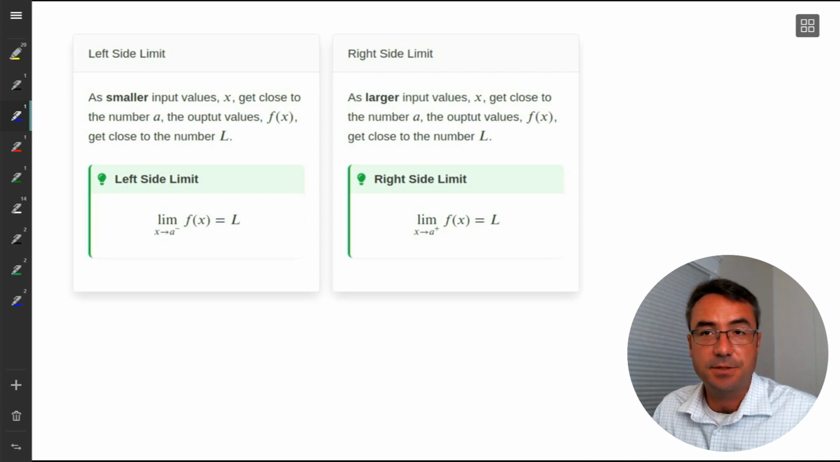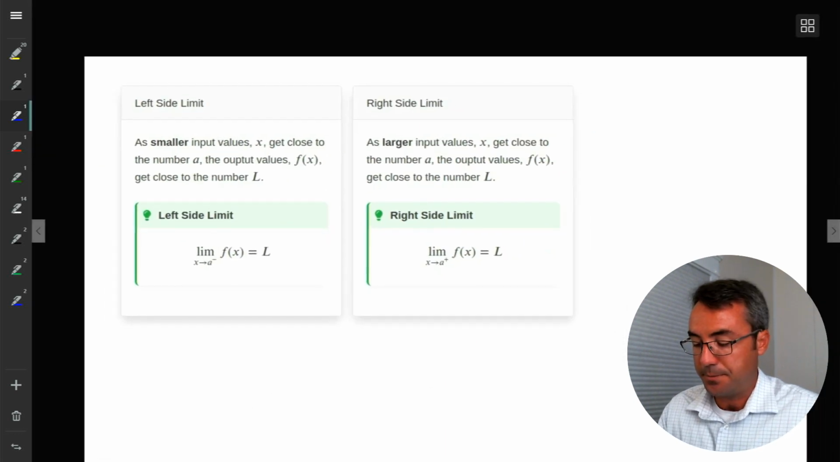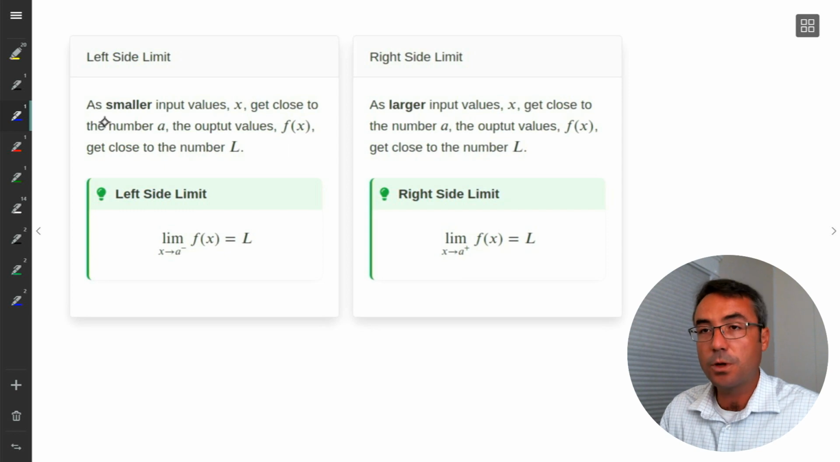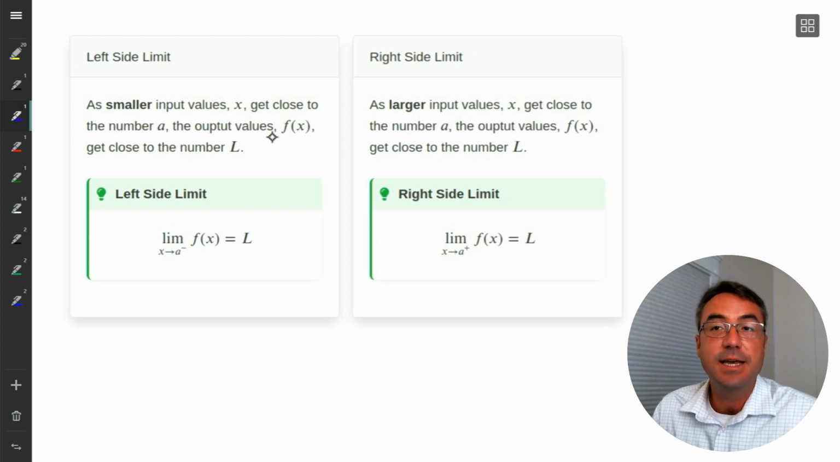All right, so the definitions. Here's the formal definition along with the notation here. So for the left side limit, what are we doing? We're looking at input values x that are slightly smaller, and we're letting those smaller input values get close to that number a. And we're seeing what happens to the output value of our function f of x. And in the case of the last example, it's getting closer and closer to a specific number L.